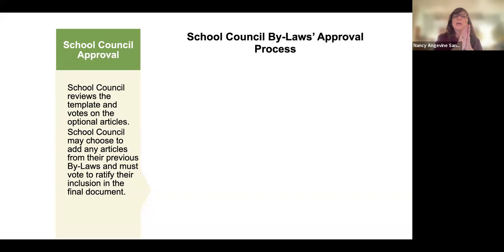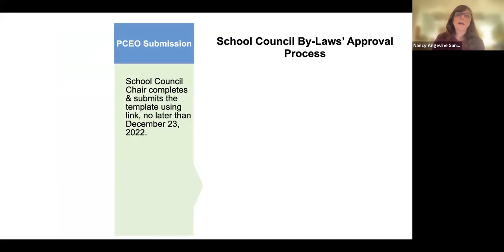The first thing you're going to do is vote to approve the optional articles of the template. Then, if you have bylaws already, and there are articles of those bylaws that you think were missing in the template that you want to keep, you're going to vote at that time to ratify their inclusion in the final bylaws document. Next step, the chair or co-chair will complete the template. The link is on the TDSB website, and they will submit that template no later than December 23rd. That is the last day of the first term of school. So you'll fill out the template and send it in.